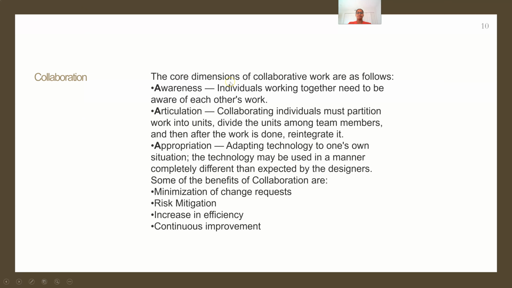Collaboration in Scrum refers to the Scrum core team working together and interfacing with the stakeholders to create and validate the deliverables of the project to meet the goals. It is important to know the difference between cooperation and collaboration. Here we can see that the core dimensions include awareness, articulation, and appropriation, and some of the benefits are minimization of change requests, risk mitigation, increase in efficiency, and finally continuous improvement.